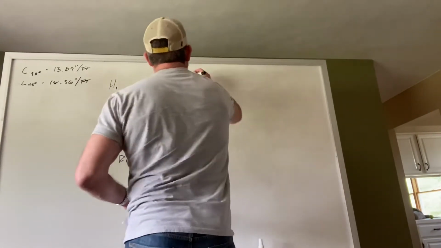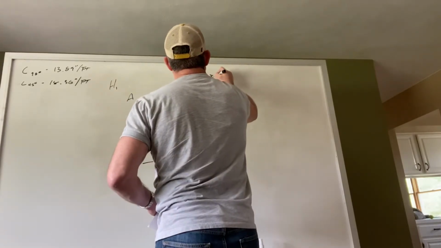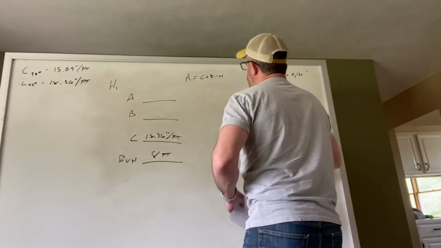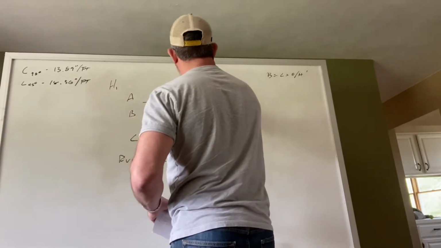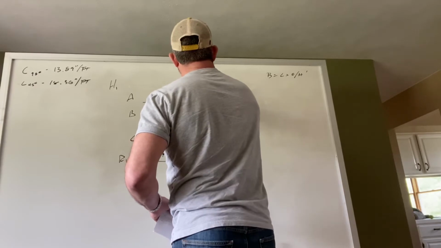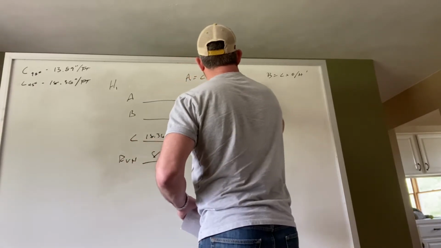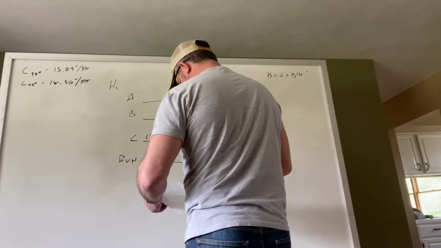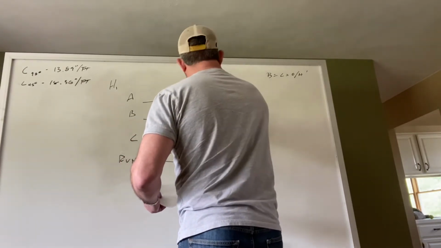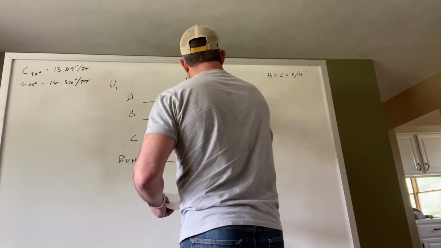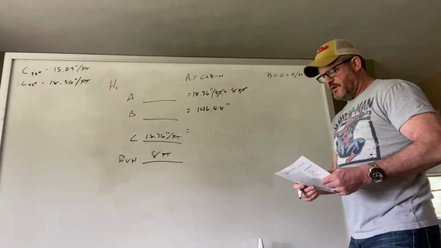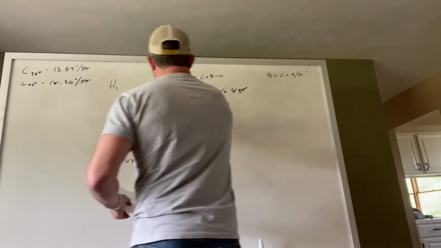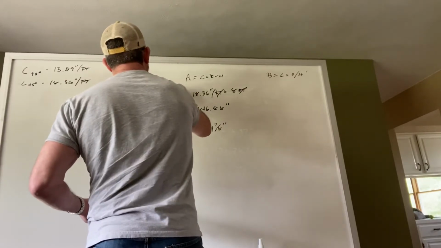I apply my two formulas. A equals C times run, and B equals C times overhang in feet. That will never ever change, no matter what rafter I'm talking about. So my A is 18.36 inches per foot times 8 feet. Okay, my feet cancel. I work that through, and I get 146.88 inches, which works out to 5'4" and 7/8 of an inch.